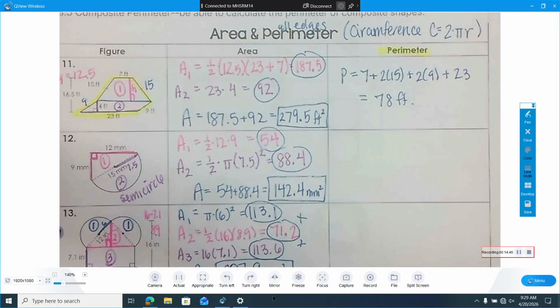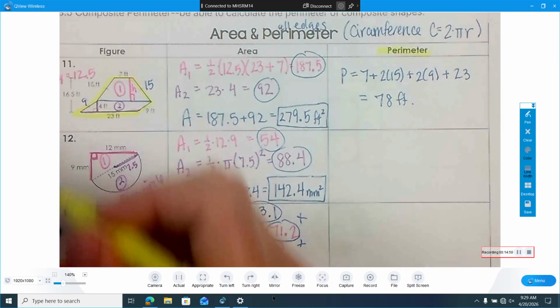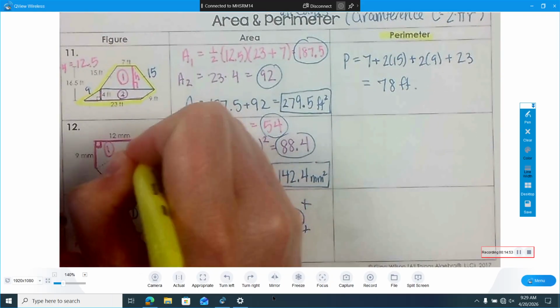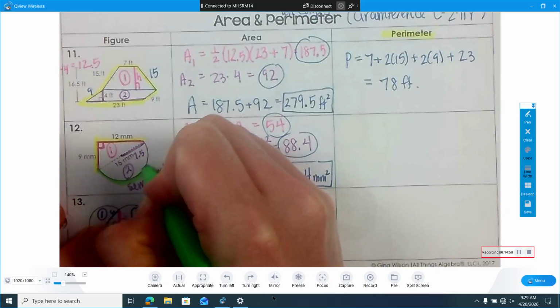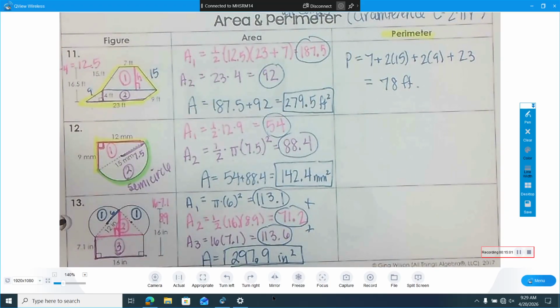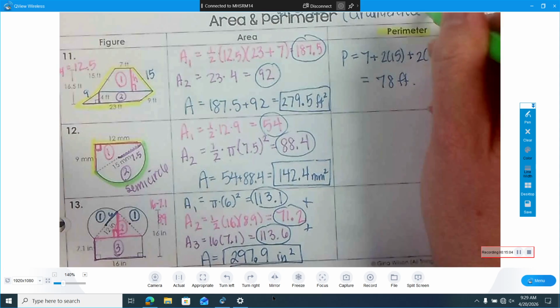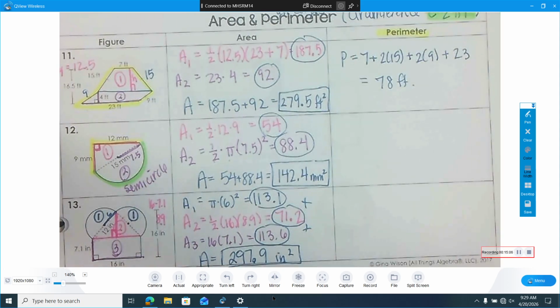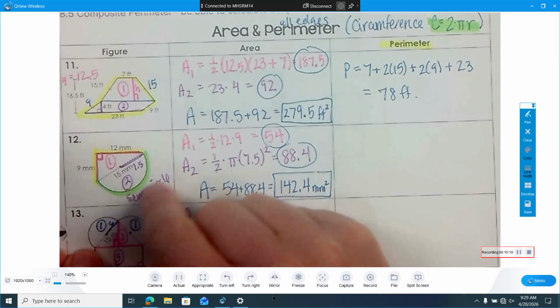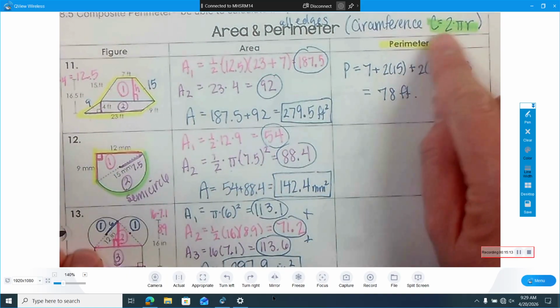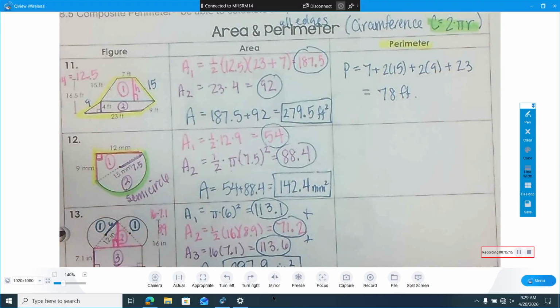So when they're all nice straight edges, that's really, really easy. But we do have some other things to contend with. So on number 12, I have a straight edge and another straight edge. But then I have part of a circle. And so when I have a portion of a circle, I have to think about the circumference formula. So this rounded portion has to do with part of the circumference. So I have to be very careful.